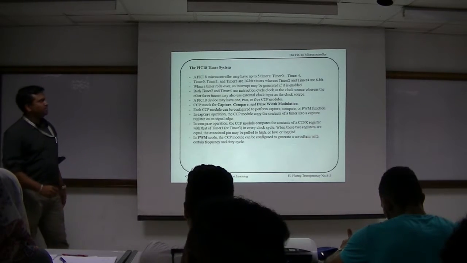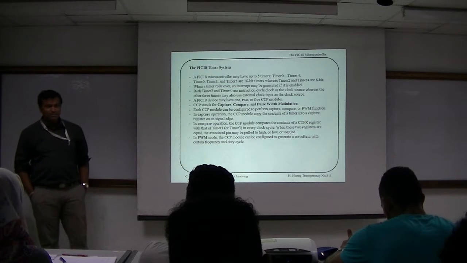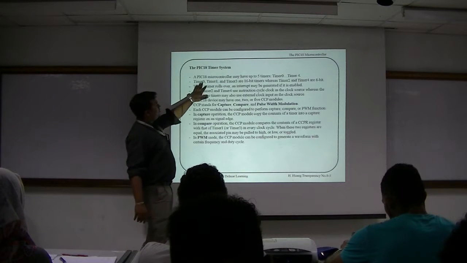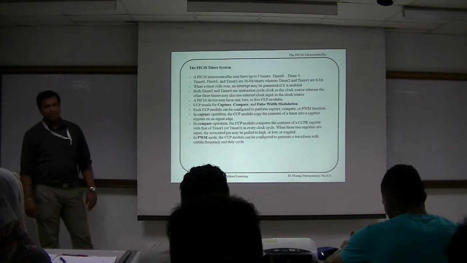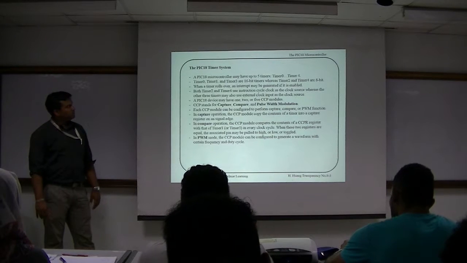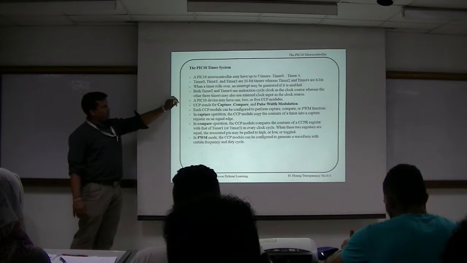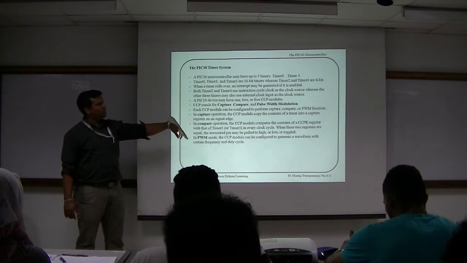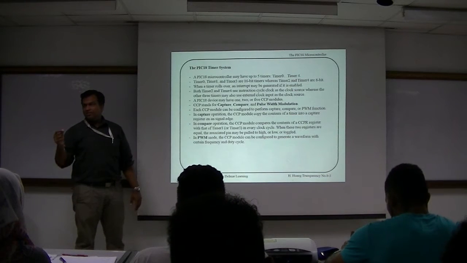So let's actually look at the PIC18 timer system. A PIC18 microcontroller may have up to 5 timers: Timer 0, 1, 2, 3, 4. Take note that Timer 0, Timer 1 and Timer 3 are 16-bit timers, and Timer 2 and Timer 4 are 8-bit. We will see the difference between 8 bits and 16 bits. I'll explain that later. So this is what is mentioned about the PIC18, which may have 1, 2 or 5 CCP modules. CCP actually stands for capture, compare and pulse width modulation. We have certain pins with certain functions.